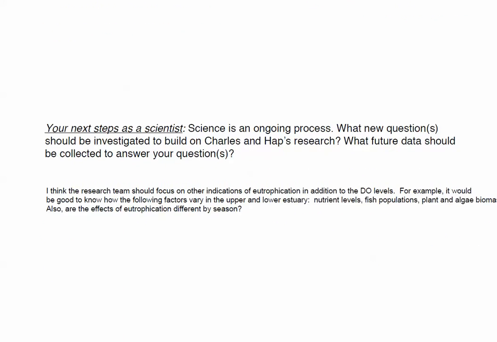And then your next steps as a scientist, what else would you want to do? What other questions would you try to answer? My argument here is that there are a lot of other indicators of eutrophication besides the dissolved oxygen level. So maybe the researchers should look at some of those indicators, like the amount of algae and plants that are growing in these two locations, the amount of fish that are growing in these two locations, and maybe they should actually measure the nutrients in the water to show that there really are more nutrients in the upper estuary compared to the lower estuary. So there's a bunch of other kinds of work that could be done in this particular study system.